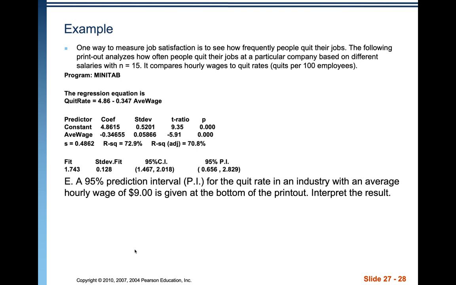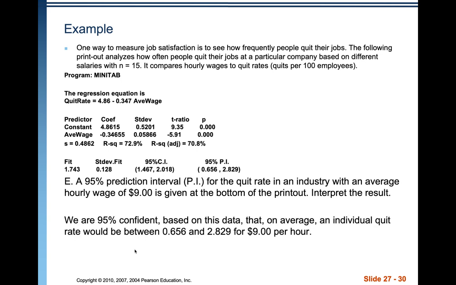A 95% prediction interval for the quit rate in an industry with an average hourly wage of $9 is given at the bottom of the printout. Interpret the result. We are 95% confident based on this data that on average, an individual quit rate would be between 0.656 and 2.829 for $9 per hour.